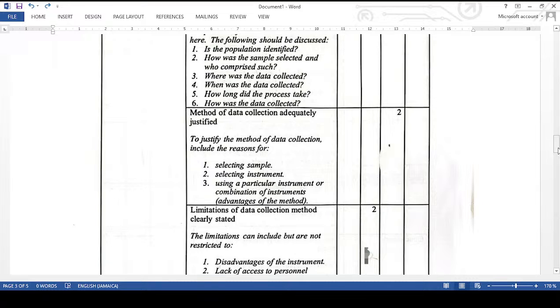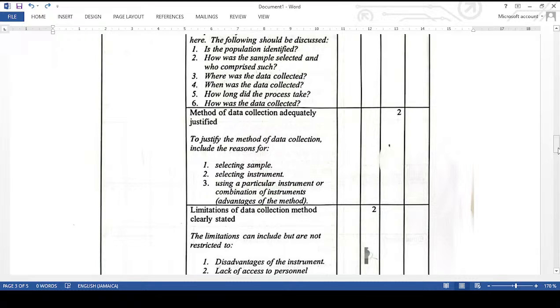All right. Now you have to also justify your methods of collecting data. And when I say justify, I mean you have to state why you chose this particular method of collecting data as opposed to the other methods that you could have used. So if you're using a questionnaire, then you have to tell me why. Why did you choose a questionnaire? So in other words, you're going to be talking about the advantages of a questionnaire.